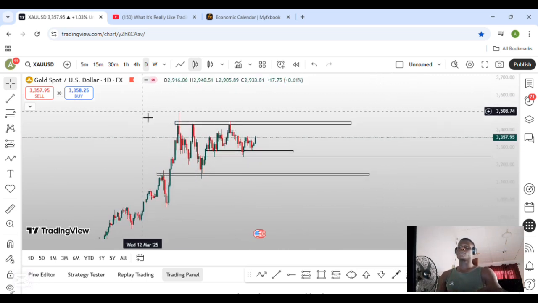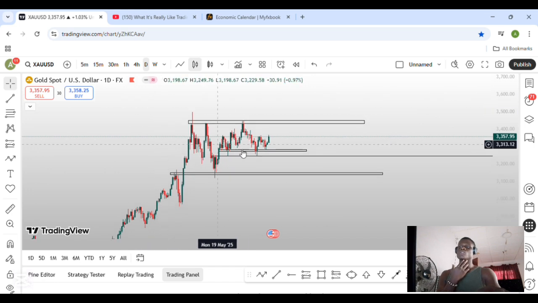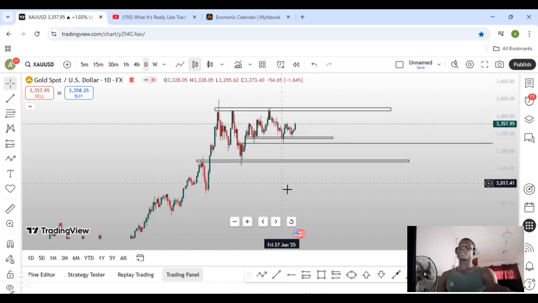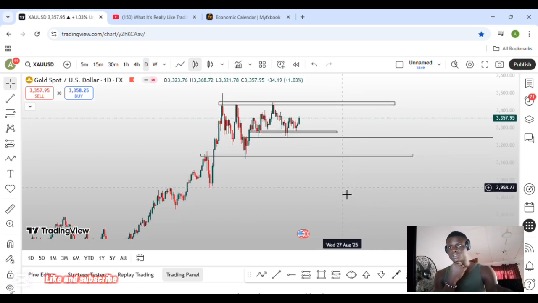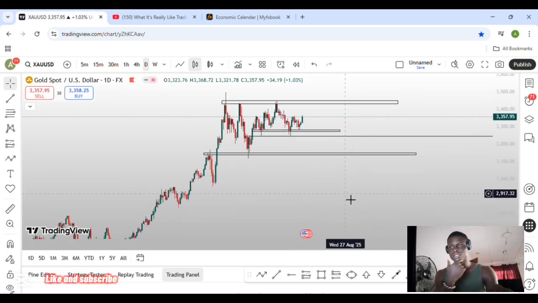Okay, we start our analysis from the daily time frame, which you can actually see. I already did more of my outlook here. Last week I forecasted more buys on XAUUSD, and the market respected the analysis and went in our direction. So now let's do it again this week and see what we can get from XAUUSD.